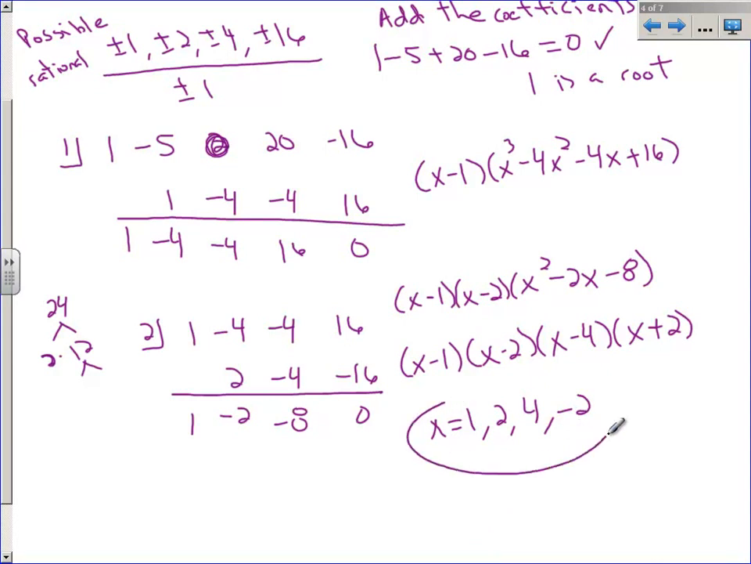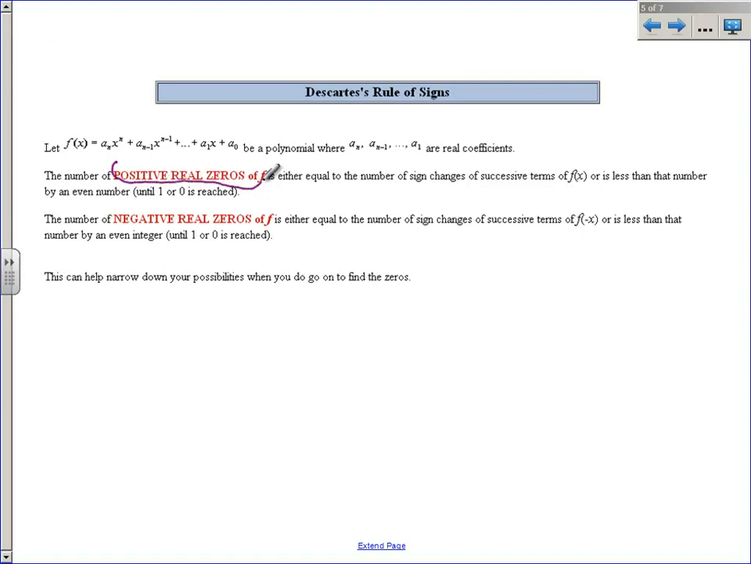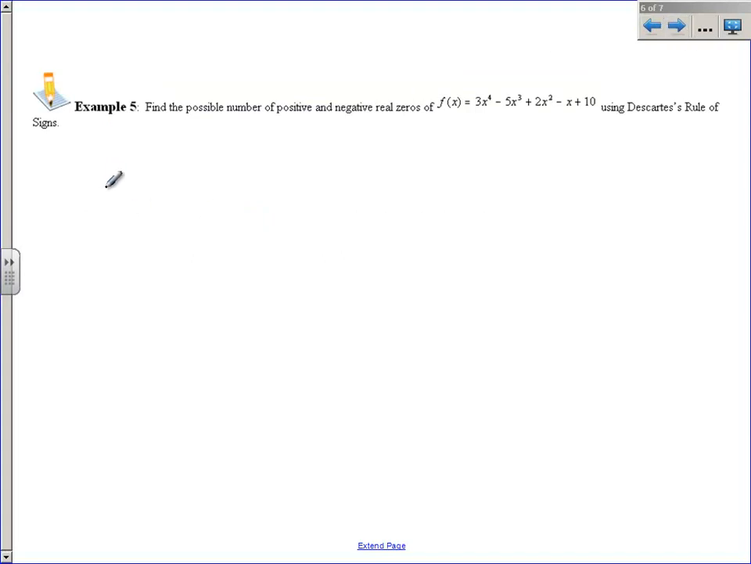Okay, now I'm going to do one more, and that's just listing the possible rational roots when the leading coefficient happens to be something other than 1. And we're going to also learn Descartes' rule of signs. Descartes' rule of signs is another hint that lets you know how many positive zeros you have and how many negative zeros you have, so that if you find enough positive ones, then you don't have to go any further. And this has to do with the number of sign changes in successive terms. It also has to do with the number of sign changes in successive terms of f of negative x. So this can help us narrow things down. So let's take a look at that.